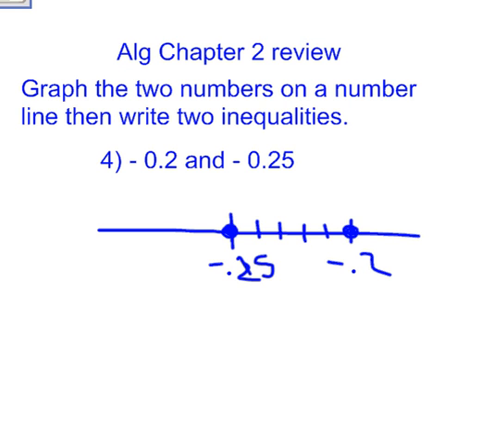Now we need to write two inequalities. The larger number is always on the right. So you could say negative 0.2 is greater than negative 0.25. And we could write negative 0.25 is less than negative 0.2.